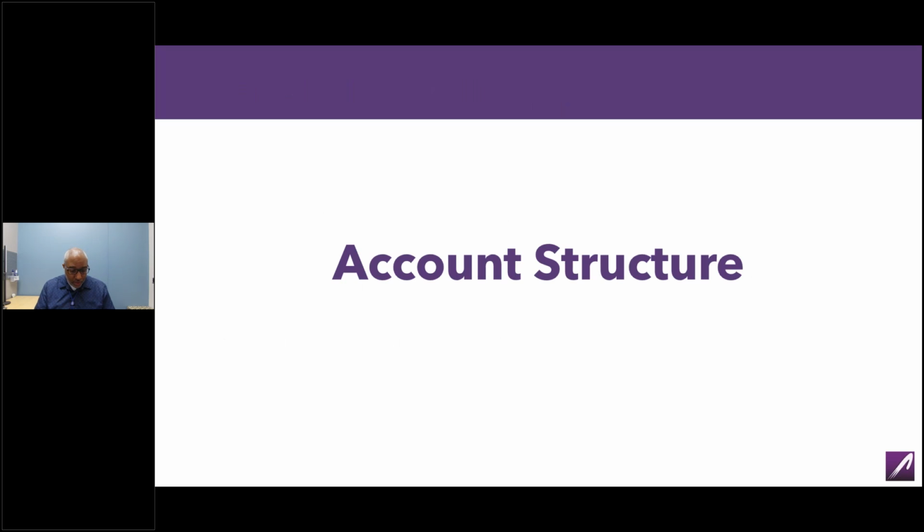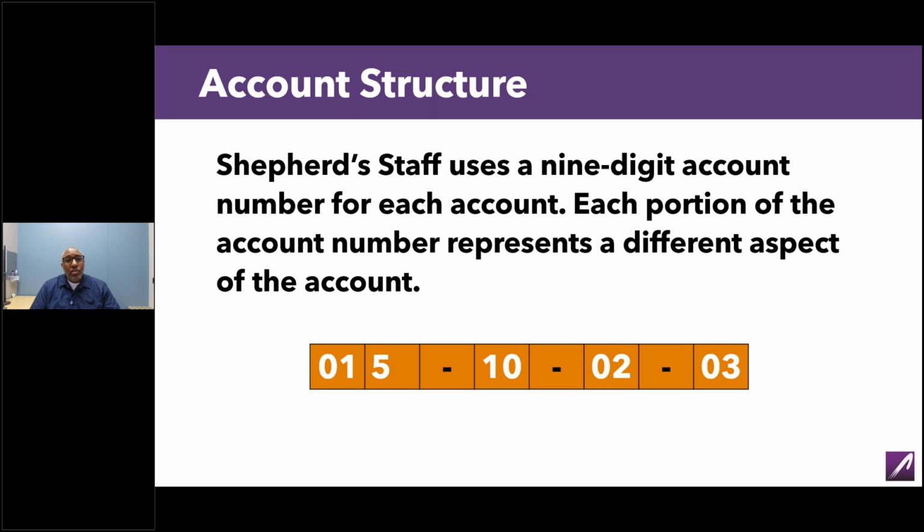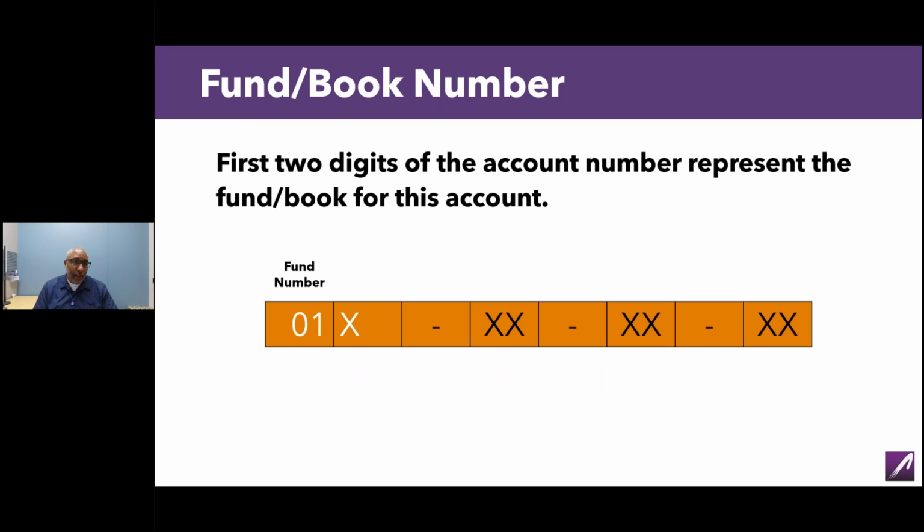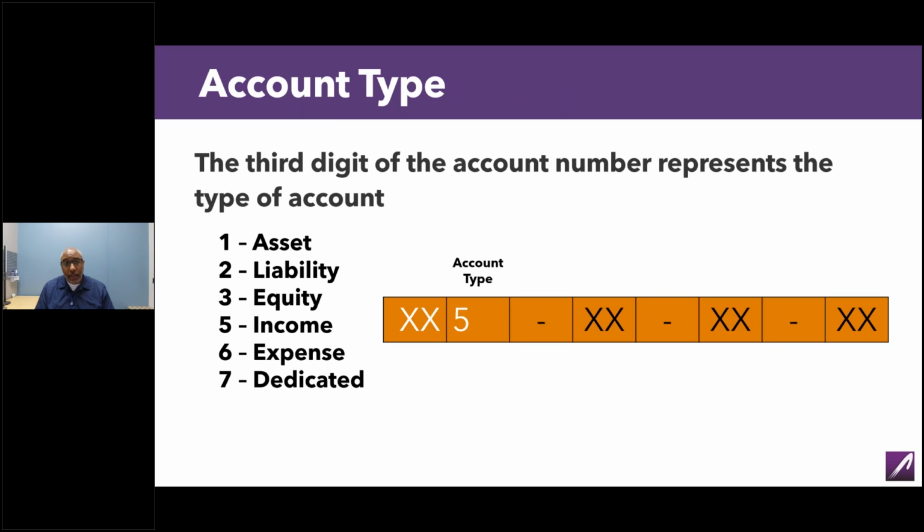So, account structure. Let's go through account structure. Most of you are probably familiar with this, but Shepherd Staff uses a 9-digit account number for each and every account. Each portion of the account number represents a different aspect of the account. The first 2 digits of the account number represent the fund/book for this account, so it's 01.